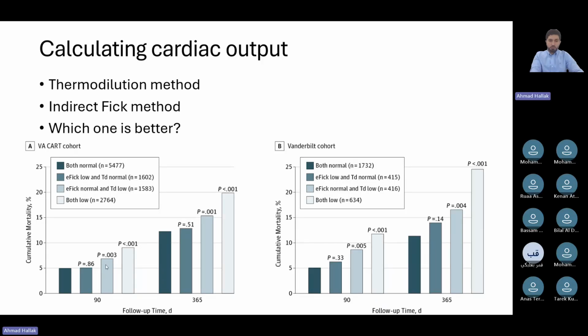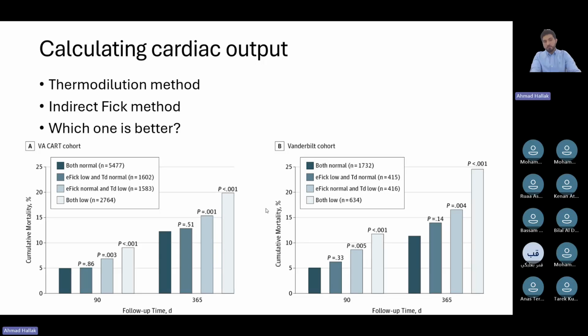But what's important to understand, look at this one, the next chart. This one, the thermodilution was low, but the FIC was normal. But you can see there was a significantly increased mortality in these patients. So the point of this slide is to say the thermodilution independently is better than FIC. When used in combination, meaning if both FIC and thermodilution are low, these patients have the worst mortality. So it's important to do both.